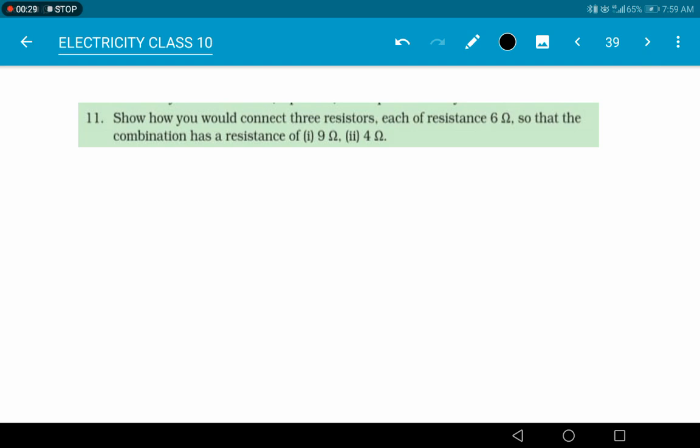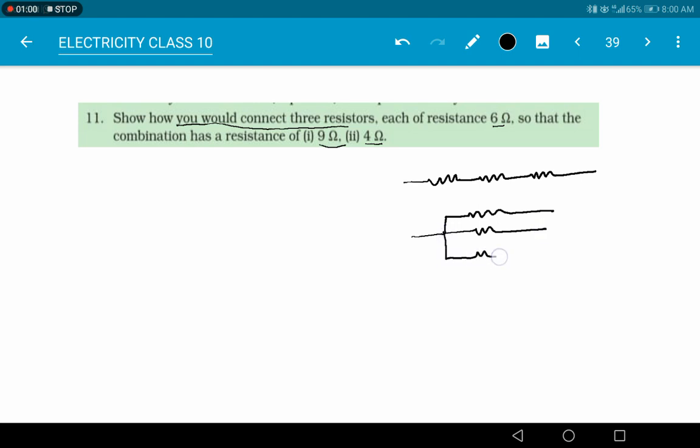Show how you would connect three resistors, each of resistance 6 ohm, so that the combination has a resistance of 4 ohm. So here it is the trial and error method only. How many ways can we connect three resistors? First we can connect them either in series or in parallel.